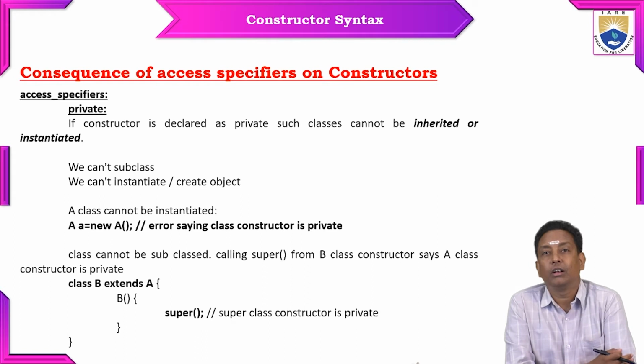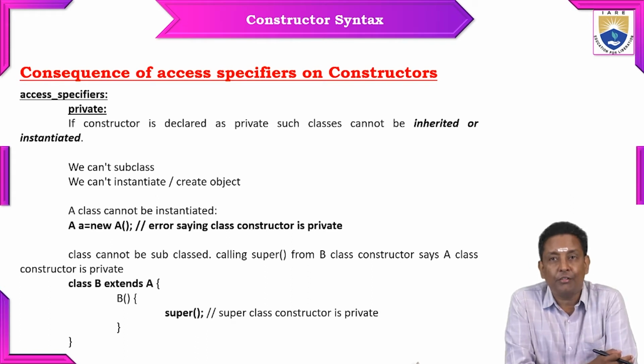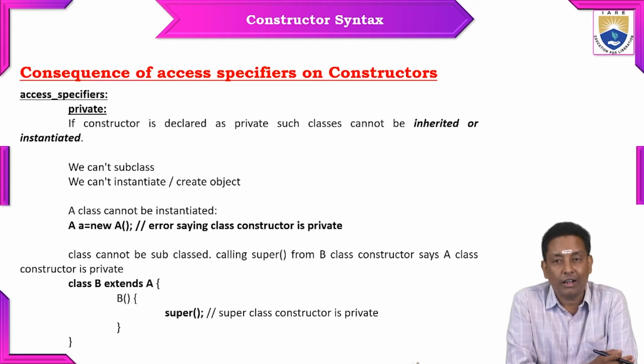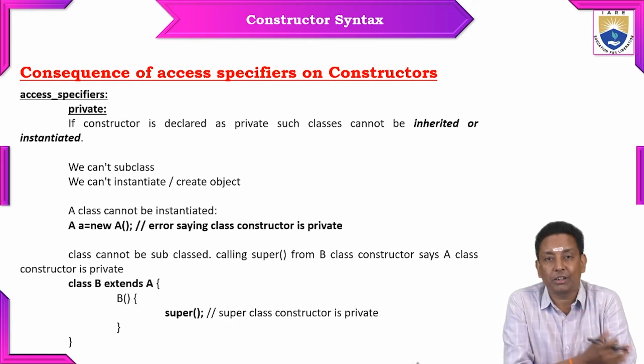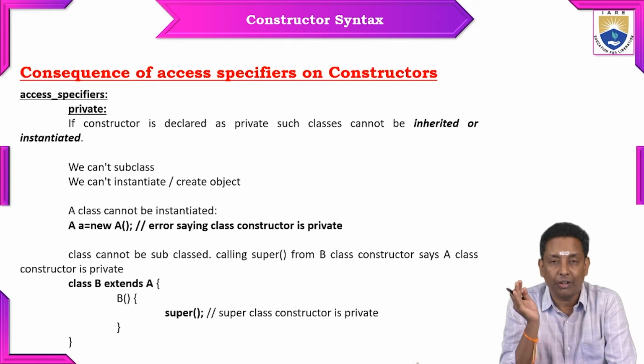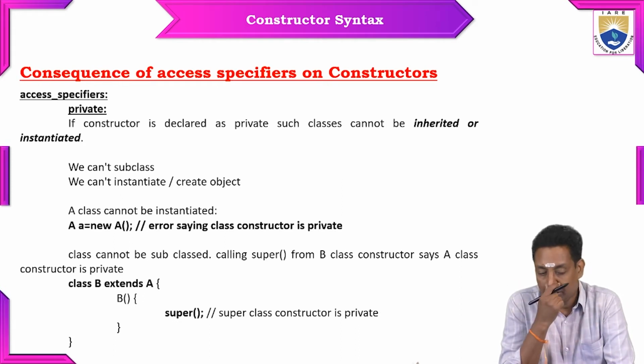Now we are coming to the consequences of access specifiers on constructors. How many access specifiers exist? Private, default, protected, public: four. What happens if you write a private constructor in the class?